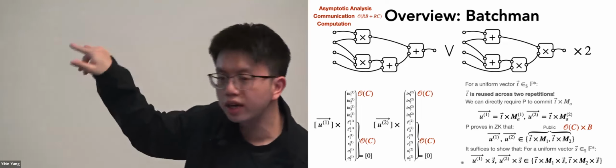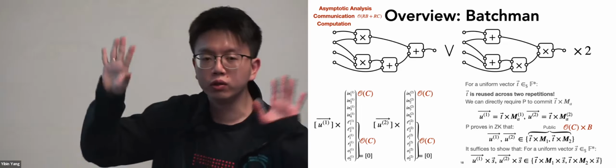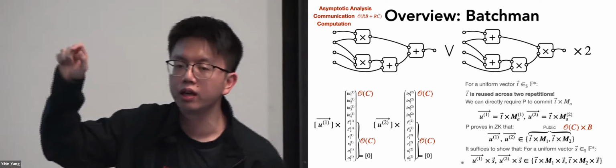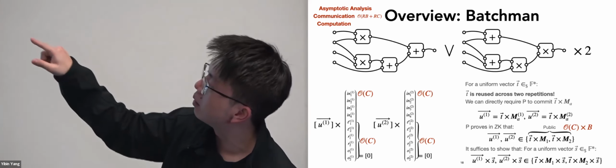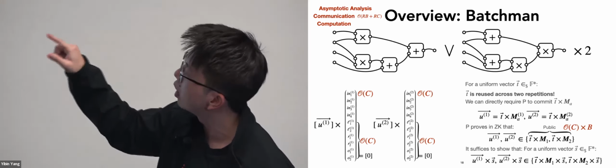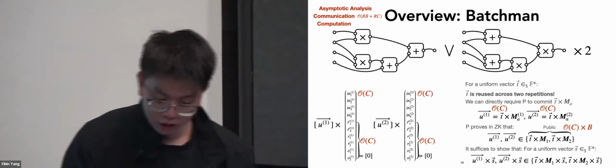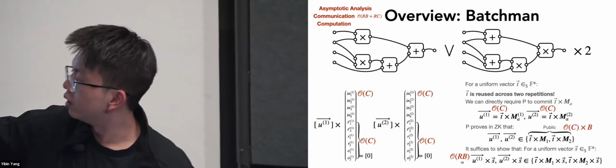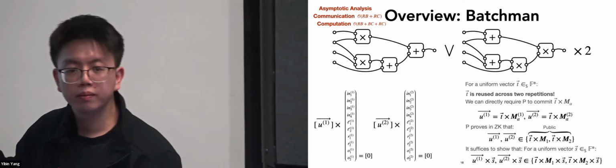And this is exactly where I need to introduce the trick for how you can compute an arbitrary vector P with N. That means to compute T times M1, you only need order C. To compute T times M2, you also need order C. So it's order just 2C, not RBC. And the prover also needs to commit U1 and U2, which is order C. Finally, you just prove each element belongs to this set, which will be just order R times C. So the overall computation complexity is just order RB plus BC plus RC.